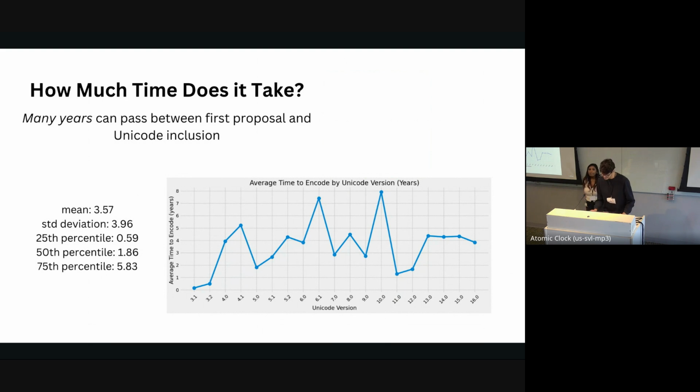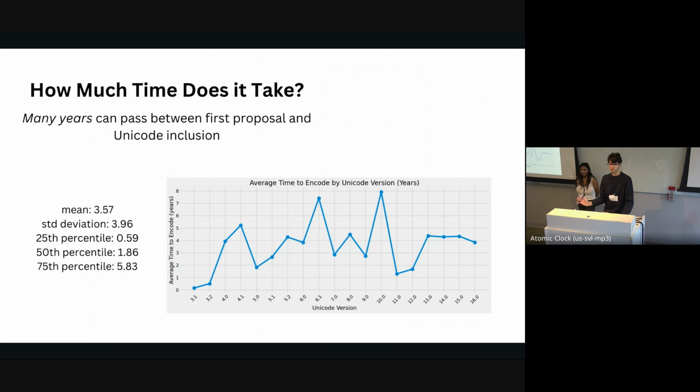So, we can look at some graphs, I guess, but first off, we have how much time does it take, and we notice that a lot of years can pass between the first proposal and the point where it's actually included in Unicode. So you can see there that the median amount was about 2 years, just under. And again, early on, you could also see, like in the graph here, that it would take less than a year for a lot of these earlier proposals.